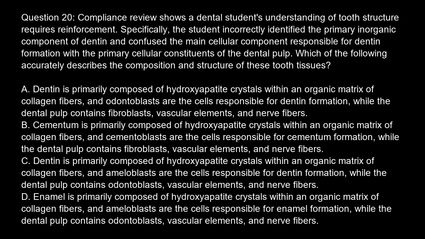Option C. Dentin is primarily composed of hydroxyapatite crystals within an organic matrix of collagen fibers, and ameloblasts are the cells responsible for dentin formation, while the dental pulp contains odontoblasts, vascular elements, and nerve fibers. Option D. Enamel is primarily composed of hydroxyapatite crystals within an organic matrix of collagen fibers, and ameloblasts are the cells responsible for enamel formation, while the dental pulp contains odontoblasts, vascular elements, and nerve fibers.